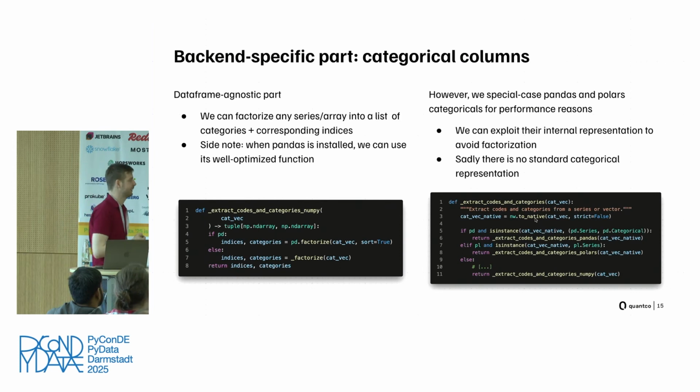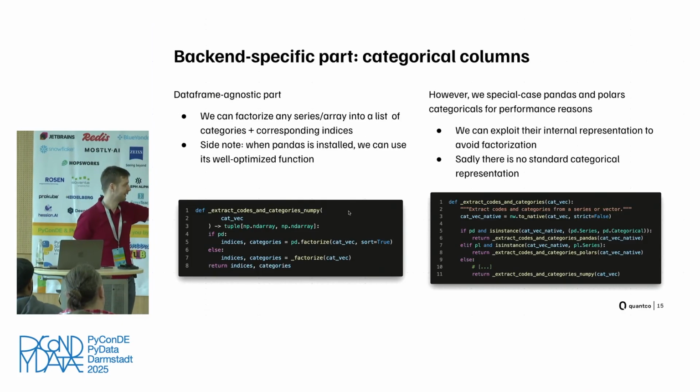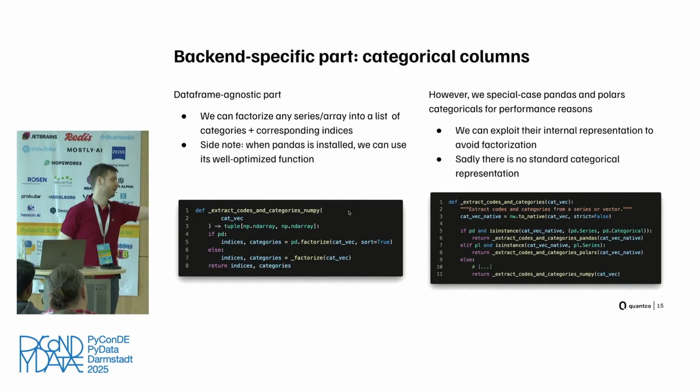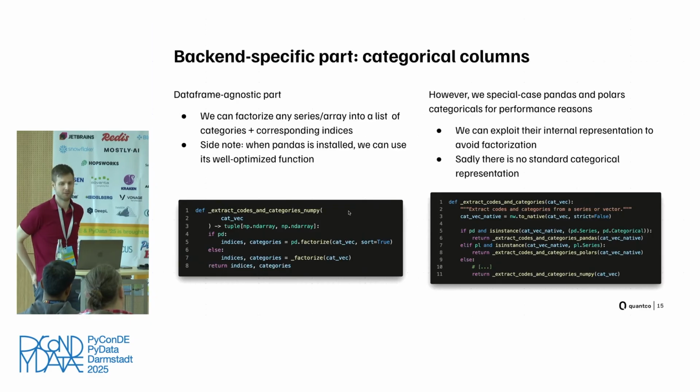The good thing about narwhals is that we can do that. So it's easy to use data frame agnostic paths when you want, but it's also easy to drop down to the native data frame when you need to. So when we extract these codes and categories, then we special case the pandas and polars cases and just use a more performant version of the algorithm for those.